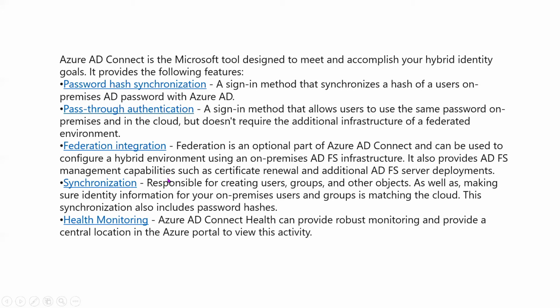When we talk about Azure AD Connect, it provides the following features: password hash synchronization, pass-through authentication, federation integration, synchronization, and health monitoring. Right now, I don't want to confuse you, so we will not get into this slide for now. Piece by piece, we will break it, and step by step, we will understand. Then only you will have a better understanding of it. Right now, we will just focus on password hash synchronization.